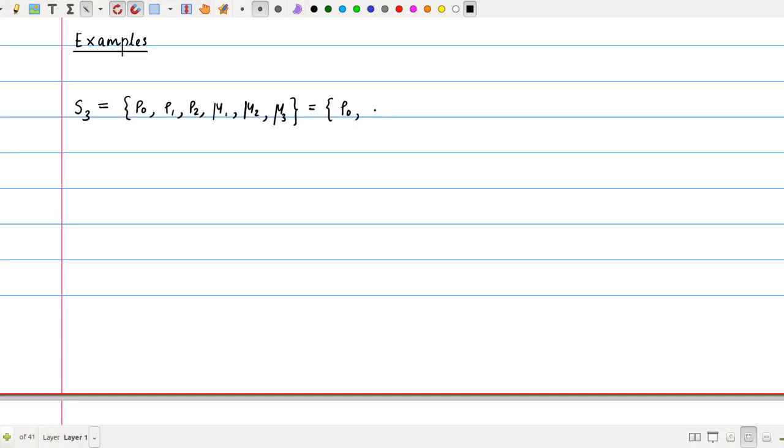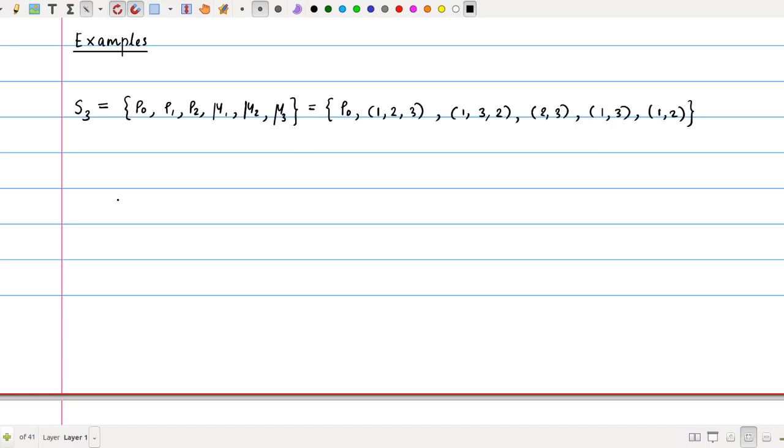You can also represent the same S3 as the identity permutation, that is rho 0 itself. Rho 1 is a 3 cycle (1, 2, 3), and rho 2 is the other 3 cycle (1, 3, 2). Mu1 is a 2 cycle which fixes 1, so this is (2, 3). Mu2 fixes 2, so this is the 2 cycle (1, 3), and the last one is (1, 2), that fixes 3. So these are the elements of S3.